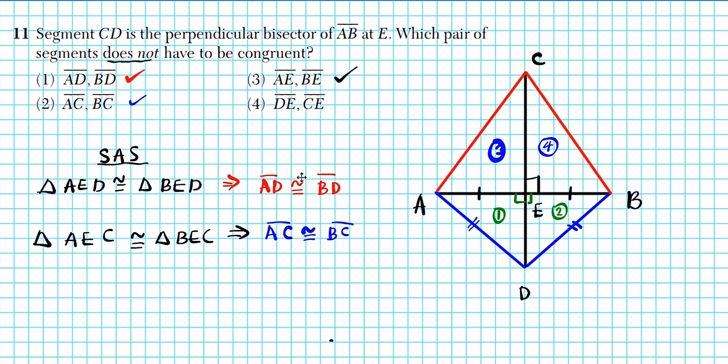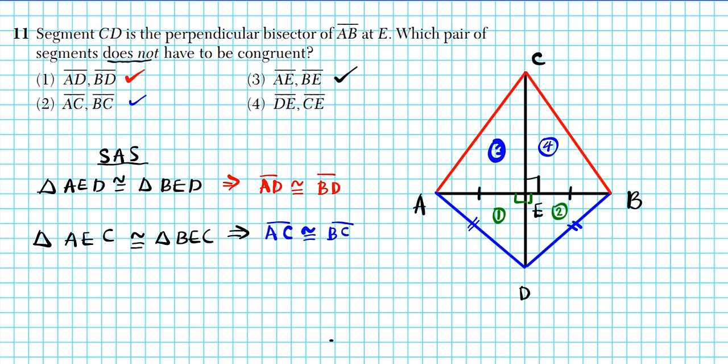So by method of elimination, we can automatically conclude that option E is the answer. It does not always have to be congruent. So DE and CE, just take a look at it. Are they congruent? Think about a kite, right? If you look at these two segments, they are clearly not congruent.